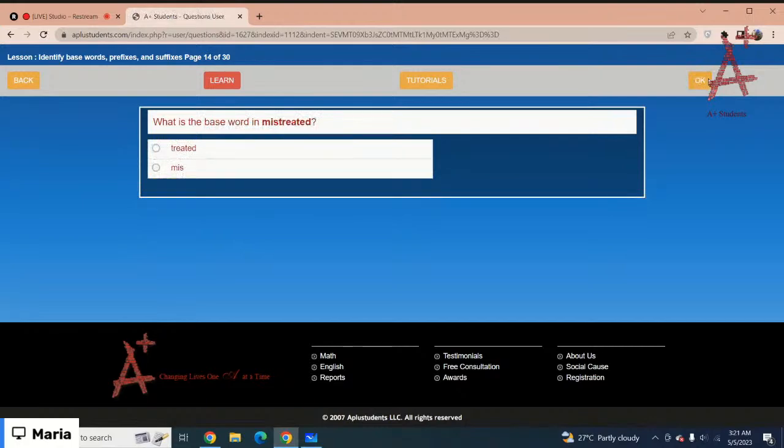What is the base word? Mistreated. What is the base word? It would be treated. Miss is the prefix. It would be treated.